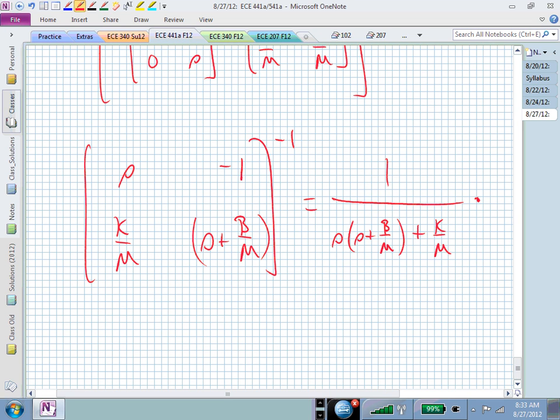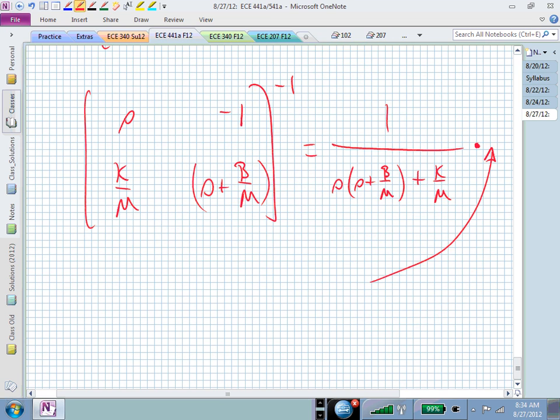There's 1 over the determinant, and now I need to multiply that. That's what that little dot symbolizes. That's going to go here. And now I need to find the cofactor matrix. I'm sorry, the adjoint matrix, which is the cofactor matrix transposed.